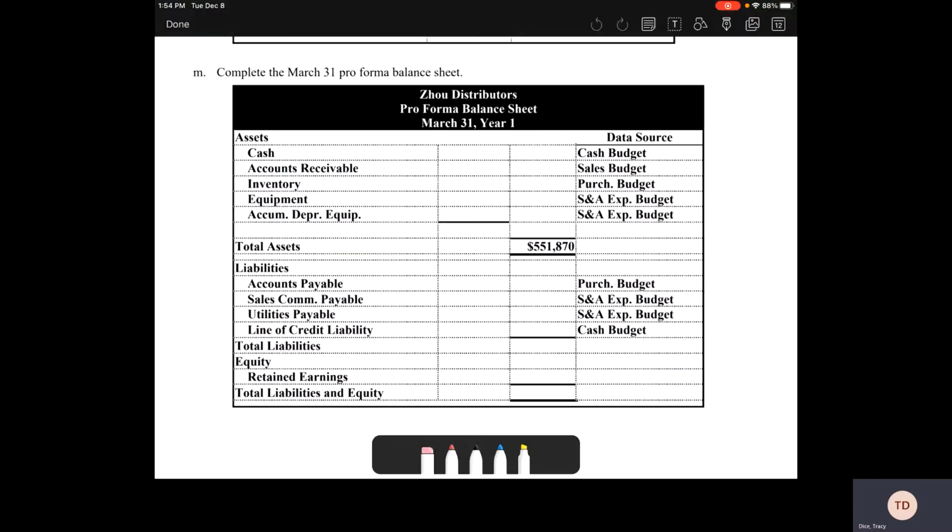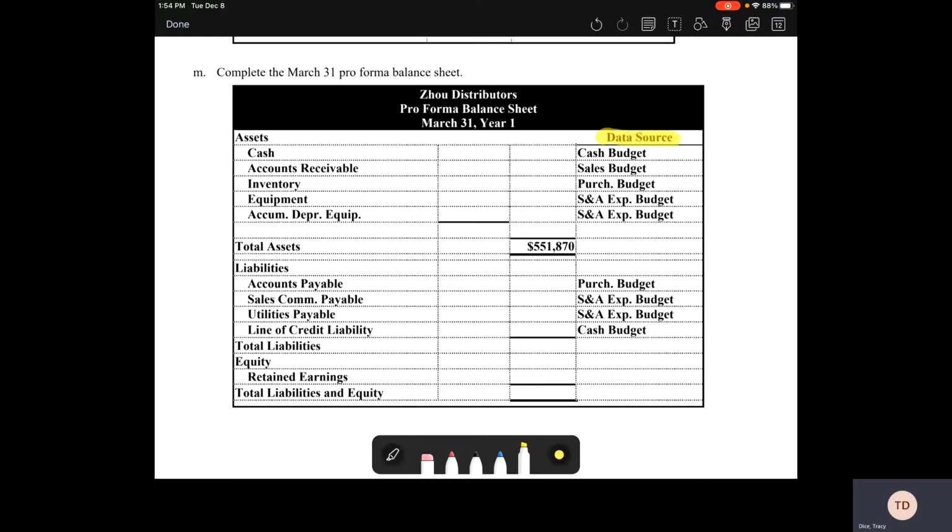Hello everyone. This video is going to show you how to complete the pro forma balance sheet after we have finished all of our operating budgets. So we're going to start with our cash. We've got our assets: cash, then accounts receivable, inventory, equipment, and depreciation. And again, over here on the side, you will find the data source.